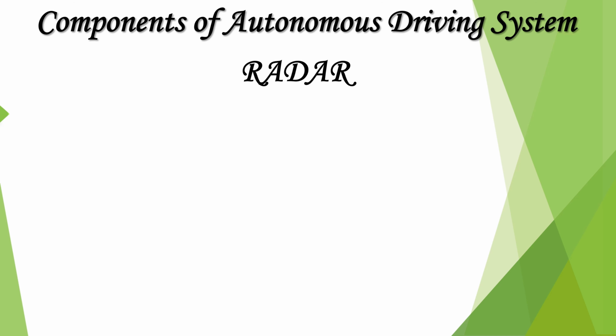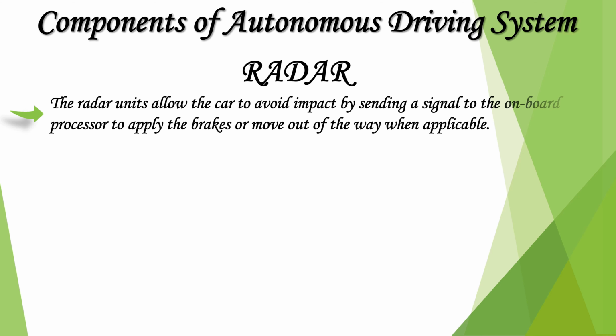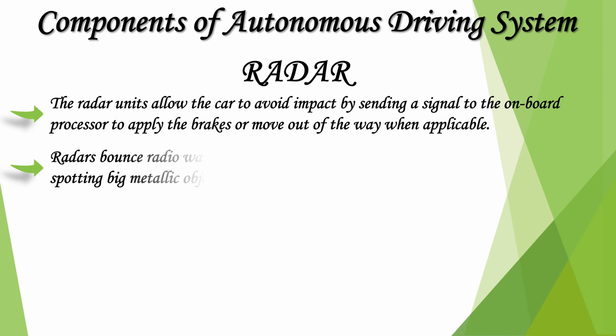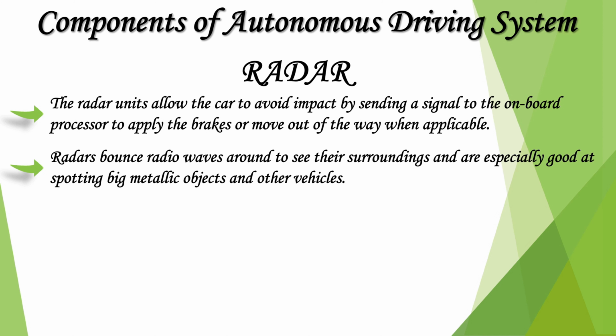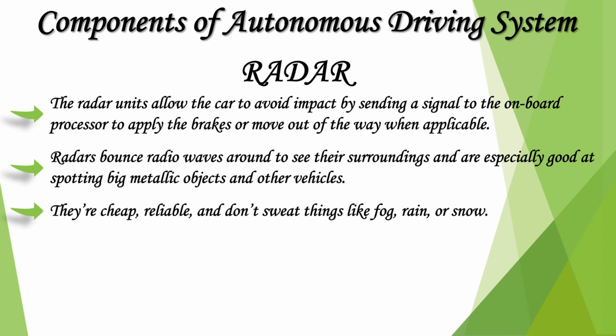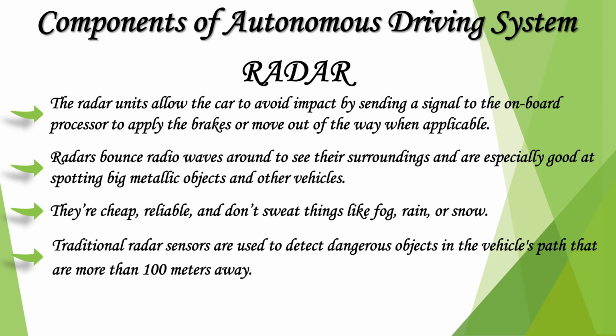Radar, it is known as radio detection and ranging. The radar units allow the car to avoid impact by sending a signal to the onboard processor to apply the brakes or move out of the way when applicable. Radars bounce radio waves around to see their surroundings and are especially good at spotting big metallic objects and other vehicles. They're cheap, reliable, and don't sweat things like fog, rain, or snow. Traditional radar sensors are used to detect dangerous objects in the vehicle's path that are more than 100 meters away.